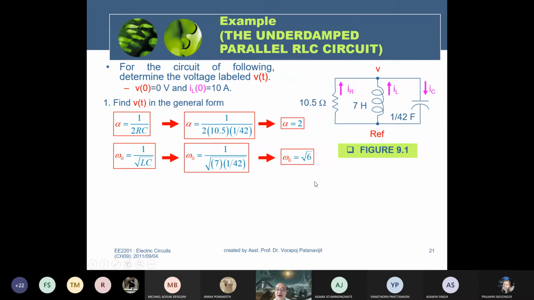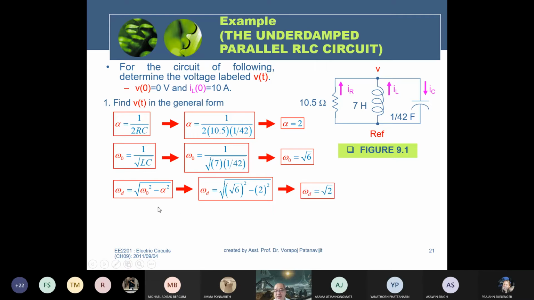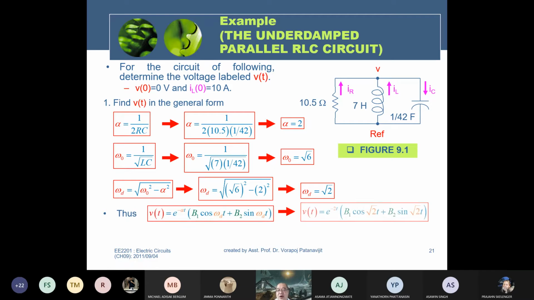Therefore, in this case, alpha is less than omega. If alpha is less than omega, you must determine omega D instead. Omega D is the reverse, the term in the bracket. It gives you omega squared minus alpha squared, which gives the square root of 2. Now the general solution form in this case, we write as a decaying exponential with sine and cos terms. Vt equals e minus alpha t multiplied by B1 cos omega d t plus B2 sine omega d t.